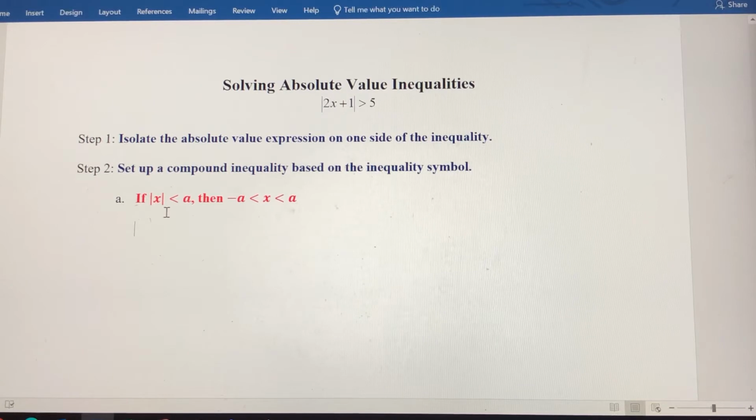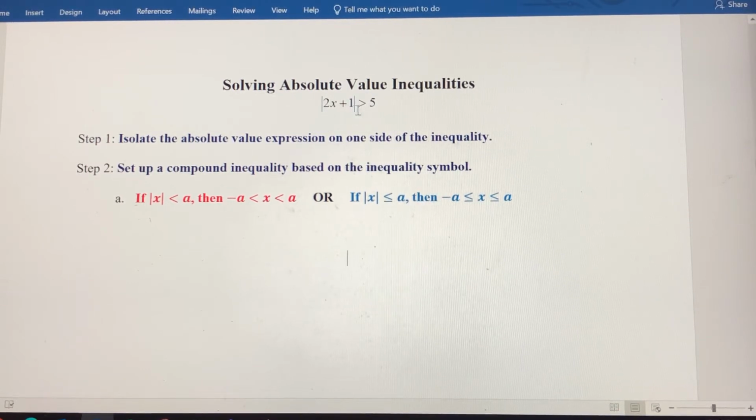The absolute value of x can't be less than a negative number. It can't happen, because the absolute value of x is always going to be positive. So we're assuming a is positive. If the absolute value of x is less than a, then this will be the compound inequality that I set up. Same thing applies if we change this to less than or equal to, it doesn't change anything. The process is still going to be the same. The only difference is the or equal to would have to be included here, okay?